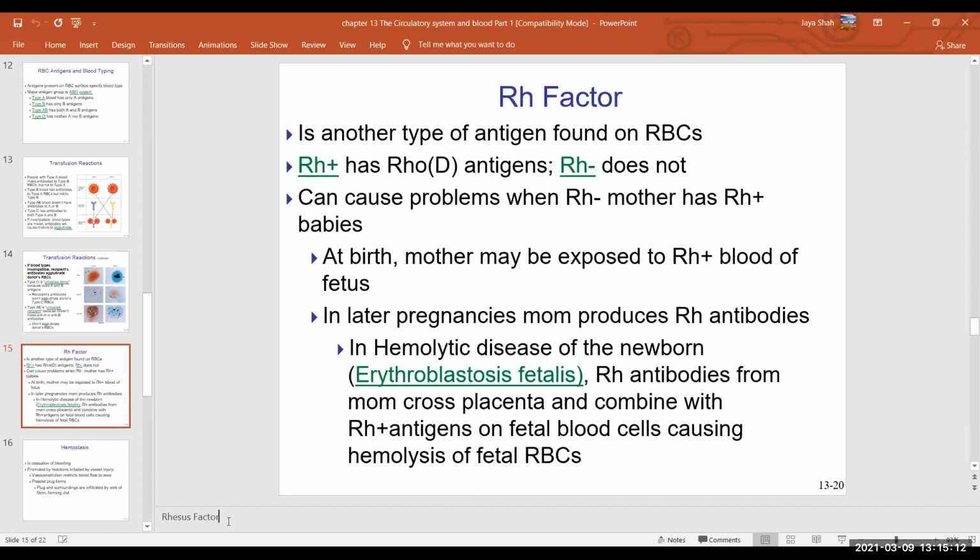Now, let's see, you are Rh positive and your partner is Rh negative. Before that, let me explain it. 85% of the US population have the Rh antigen. That means 85% of us are Rh positive. Only 15% do not carry these antigens. Clear?